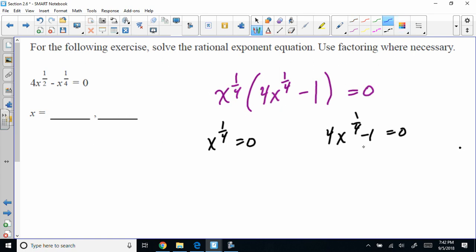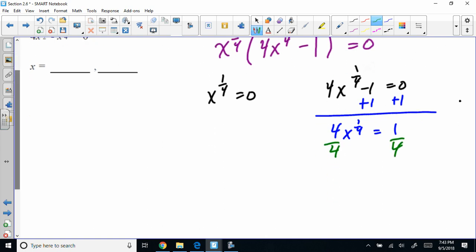So that plus 1, 4x to the 1/4 equals 1. And then we'll divide both sides by 4. Yeah, it kind of gets x to the 1/4 equals 1/4. Now, that's the 4th root, right? Yeah? What's the 4th root of 1/4?